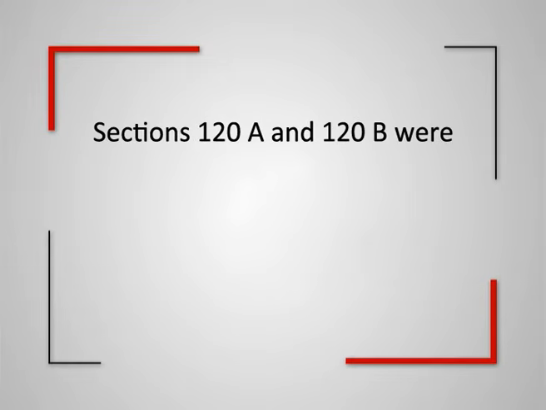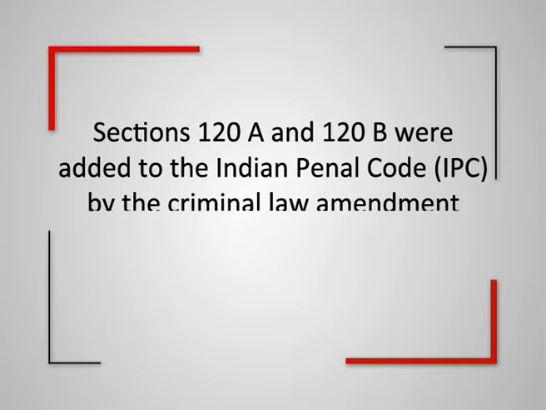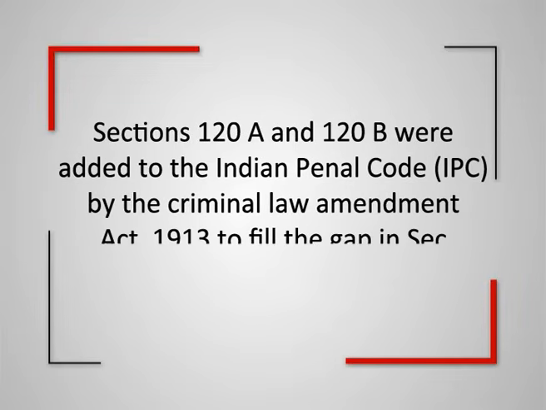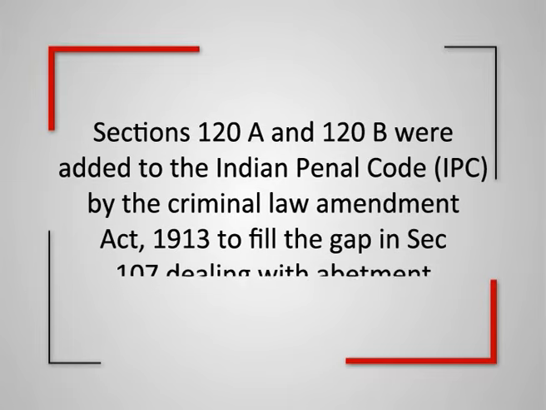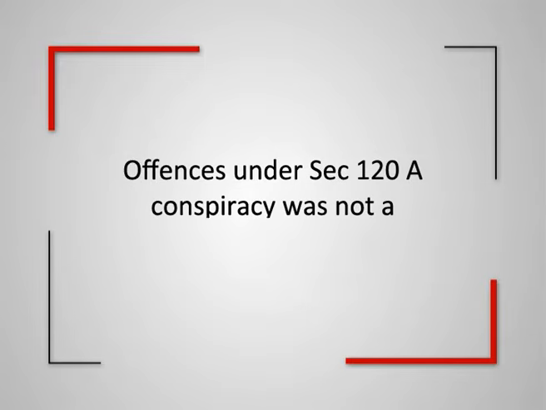Sections 120A and 120B were added to the Indian Penal Code by the Criminal Law Amendment Act 1913 to fill the gap in Section 107 dealing with abetment. Before this amendment, conspiracy under IPC could be punished only when an act or omission took place in order to the doing of the conspired act. Except in respect of offences under Section 120A, conspiracy was not a substantive offence.